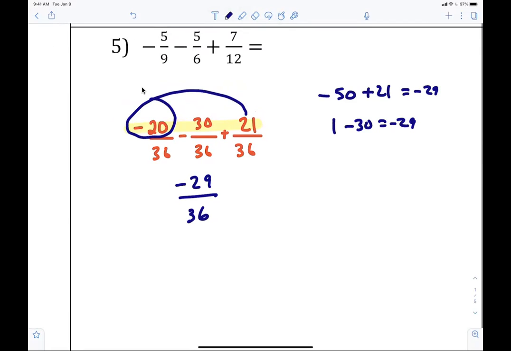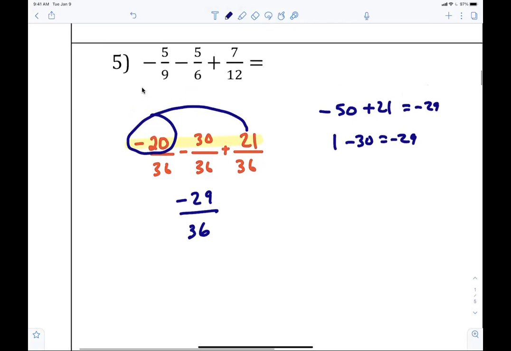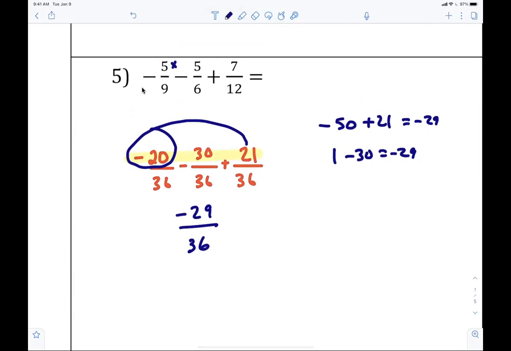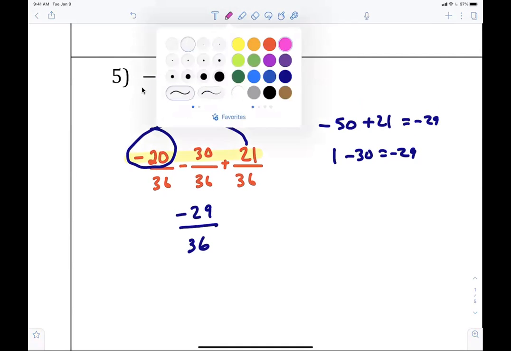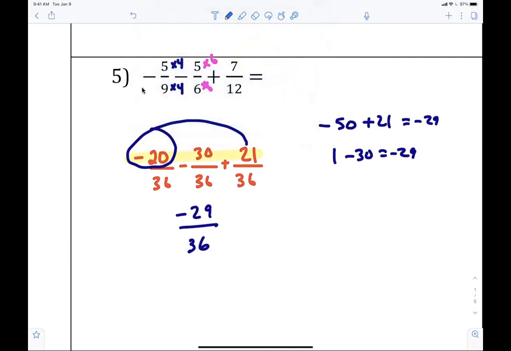Yeah. Now, are you sure you're good with the common denominator being 36 and how I got the 20, the 30, and the 21? Can you say that again? I got the 36 because I multiplied by 4, right? So that gave me a 20. Then on the second fraction, I multiplied by 6. So that's how I got the 30. And then for 12, I had to multiply by 3. So that's how I got the 21.